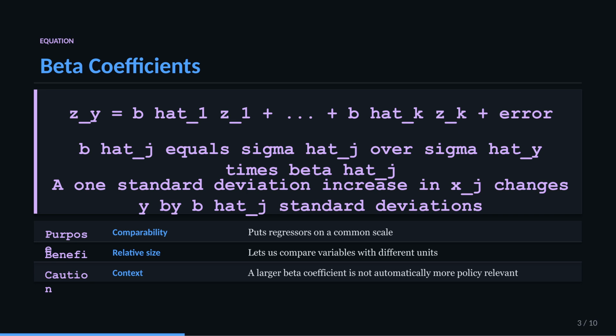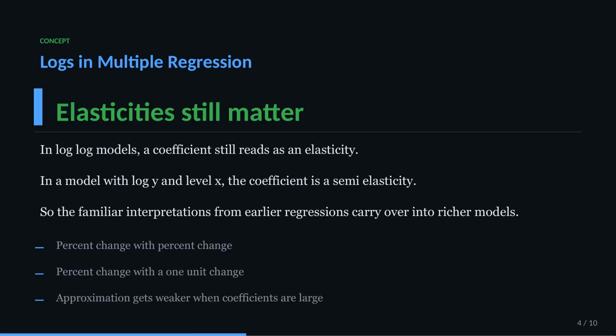Next come logs. The key point is that the familiar interpretations still survive in multiple regression. In a log-log model, the coefficient is an elasticity. A 1% increase in x is associated with about a beta percent change in y, holding the other regressors fixed. In a log-level model, the coefficient is a semi-elasticity, meaning a 1 unit increase in x changes y by roughly 100 times beta percent. Those interpretations are still the backbone of applied work.